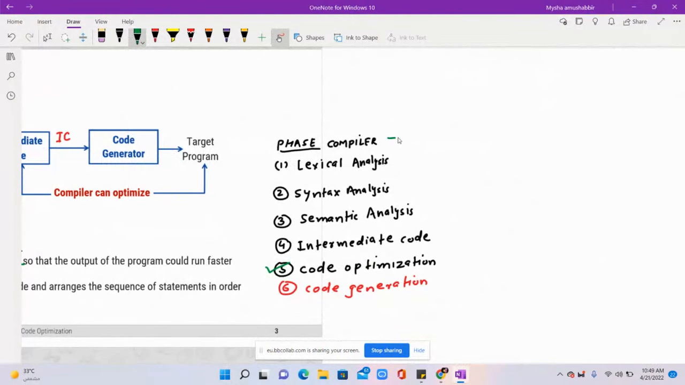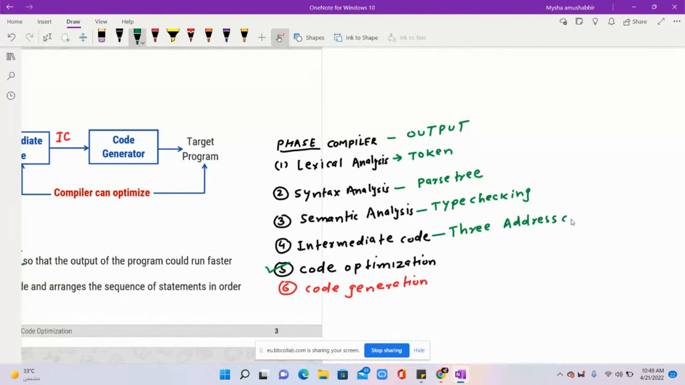Output. These are the phases of the compiler, and this is the output of all the phases. So the lexical output is what? Token. And syntax analysis output is parse tree, and semantic analysis output is what? Type checking. It checks the type. And intermediate code output is three address code. And code optimization output is three address but optimized code. And code generation is what? Target code. So these are the outputs of all the phases.